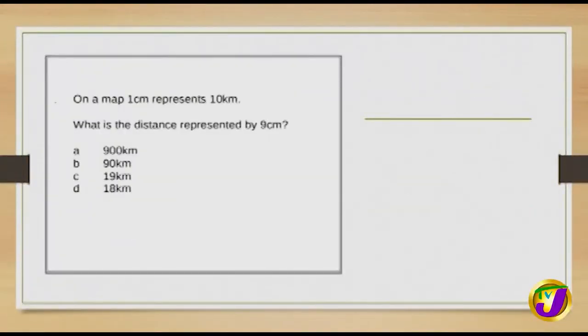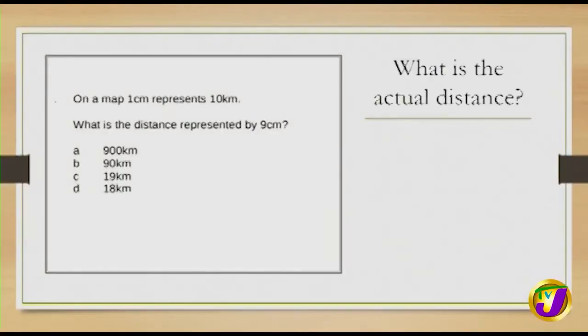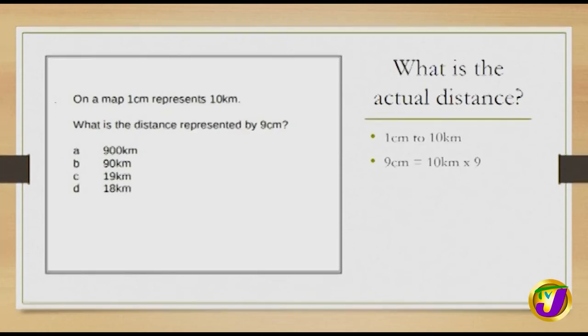Next question. On a map, 1 centimeter represents 10 kilometers. What is the distance represented by 9 centimeters? So what's the actual distance? Let's look at the information we have. 1 centimeter to 10 kilometers, and we're asked how much 9 centimeters would give us. We could do it a long way and have 9 sets of 10 kilometers and add them, or we could multiply 10 kilometers by 9 to give us 90 kilometers for 9 centimeters.